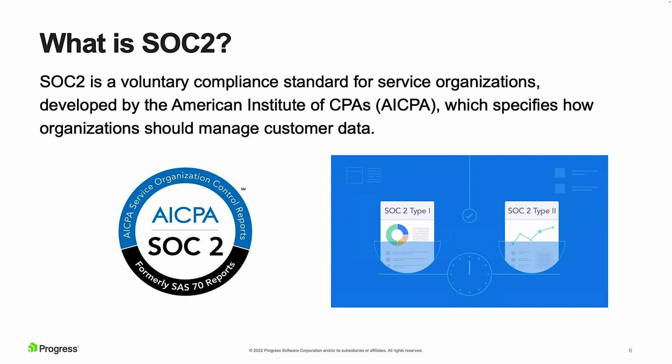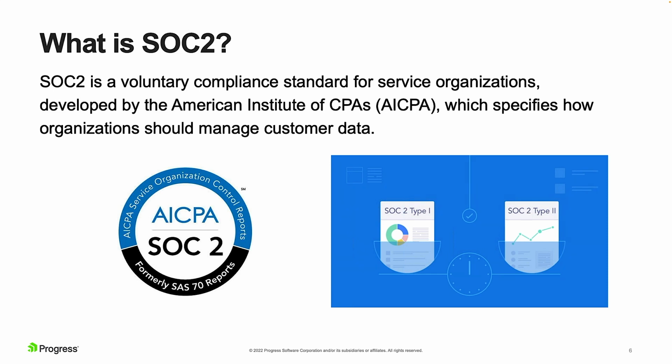Now, SOC 2 compliance is also of 2 types. There's SOC 2 Type 1 and SOC 2 Type 2. SOC 2 Type 1 attests that all controls used by an organization are implemented correctly. It's enforced and implemented correctly. It's usually a one-time report and only for a specific point in time.